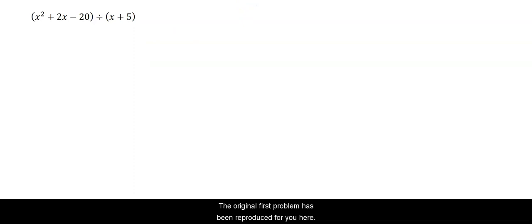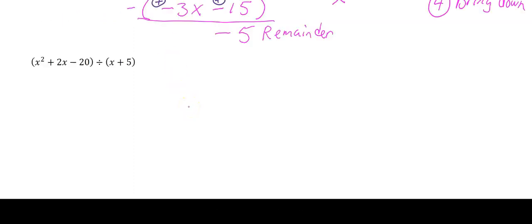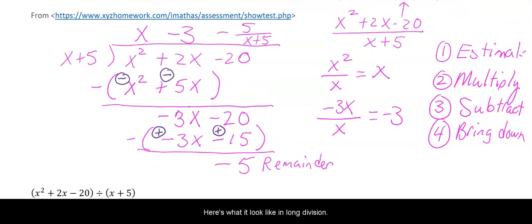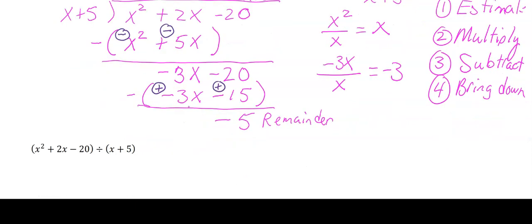The original first problem has been reproduced for you here. Previously, we used long division to solve this problem. Here's what it looked like in long division. We got a solution of a quotient of x minus 3 plus the remainder negative 5, which was never divided by x plus 5. Let's take a look at the synthetic division process to see what happens.